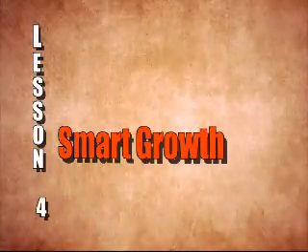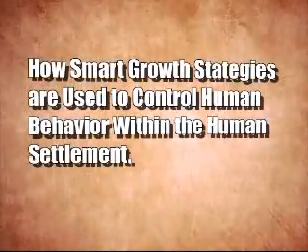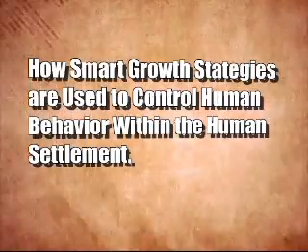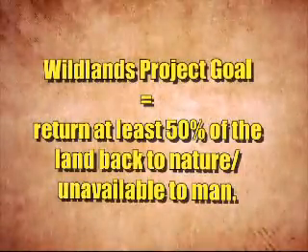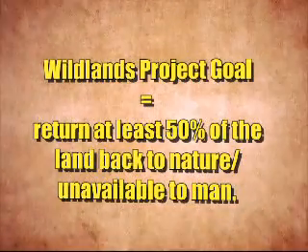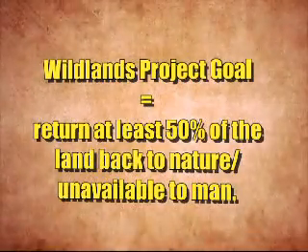Lesson 4. Smart Growth. This is the fourth lesson in a series of 10 lessons on Agenda 21, commonly known as Sustainable Development. Today, you will learn how smart growth strategies are used to control human behavior within the human settlement. One of the goals of Agenda 21 is to rewild over 50% plus an additional 10% for buffer zones around the rewilded areas of the United States.